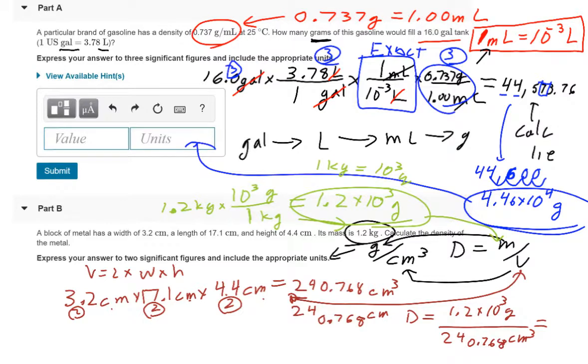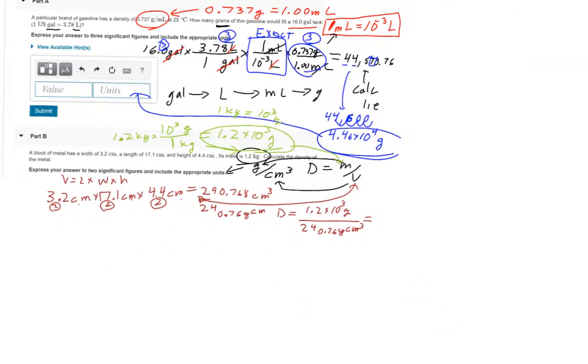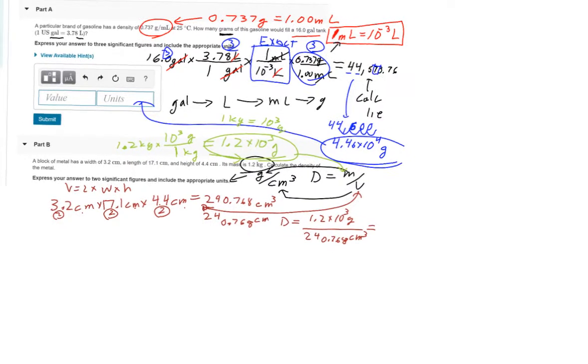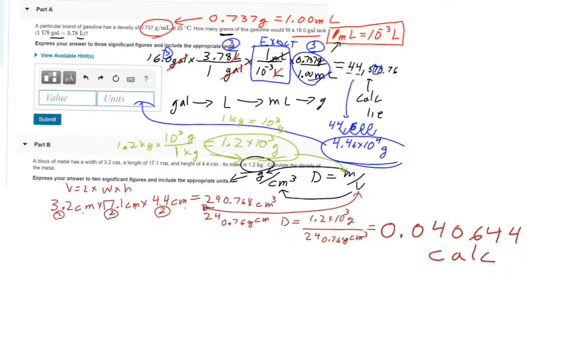And that gives us 0.04064 as our calculator lie for the density of our metal. No, that's not right. Something's wrong here. What did I do wrong? My calculator's not working. Just a second here. Let me change my calculators here.